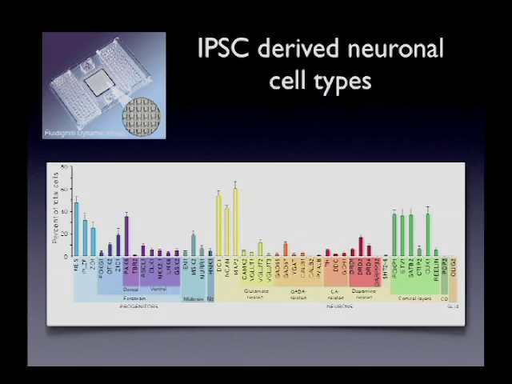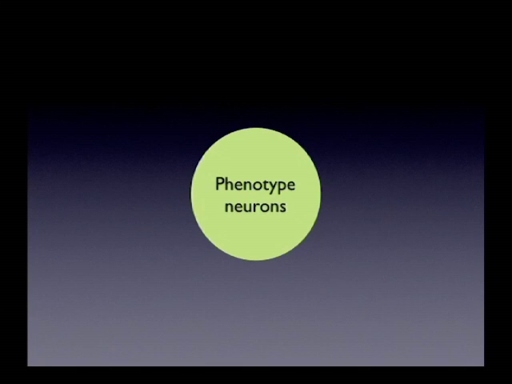Okay. So we have then a system that allows us to generate neurons. We have a way of classifying those neurons. We know those neurons are functional. We can look at their electrophysiology. And then the final question is, will we identify any disease-associated phenotypes?